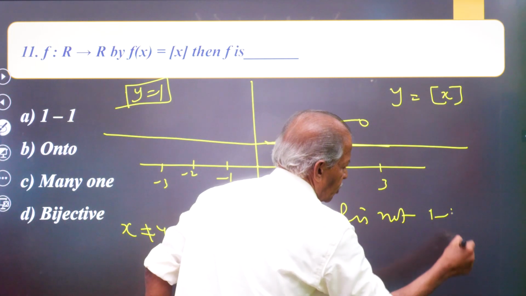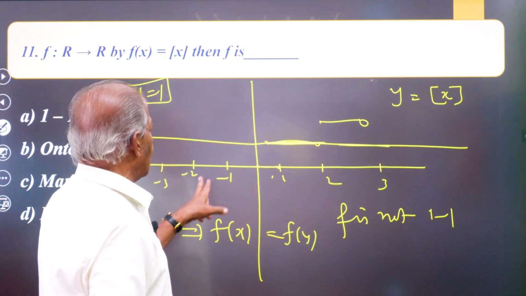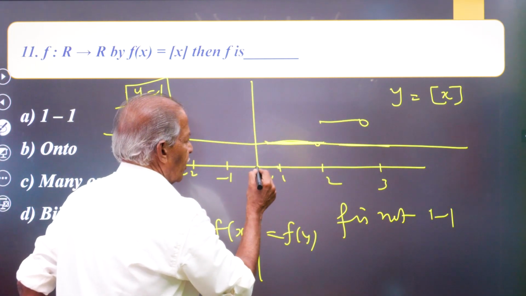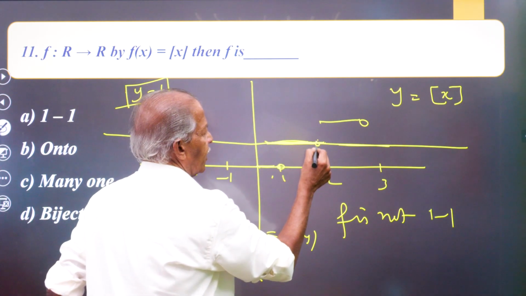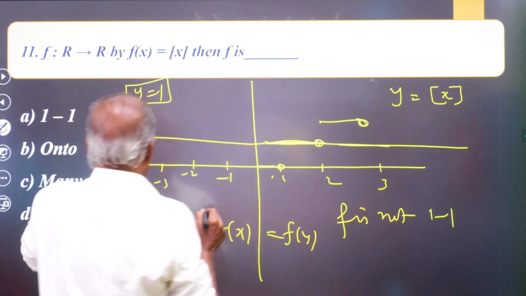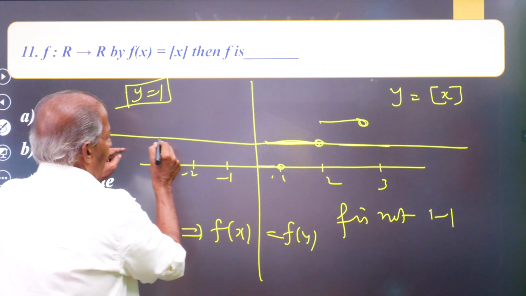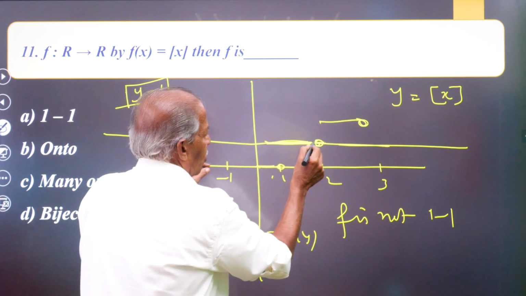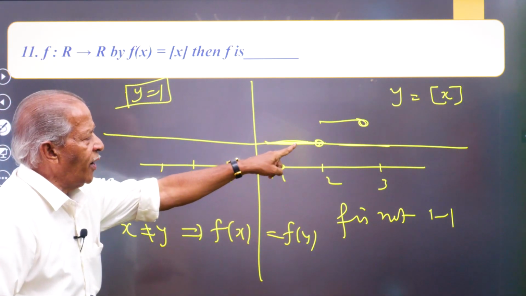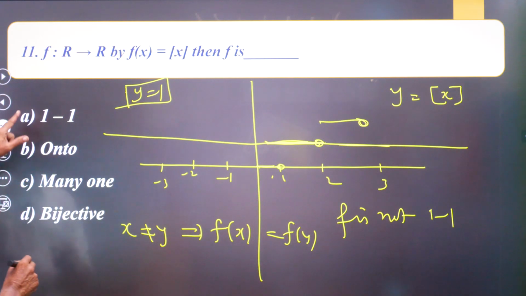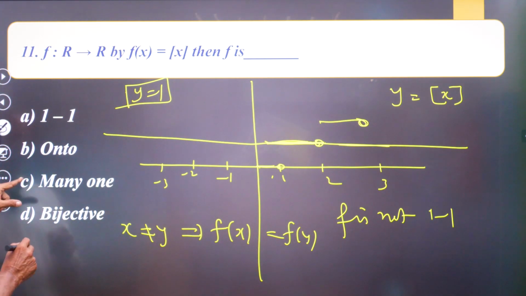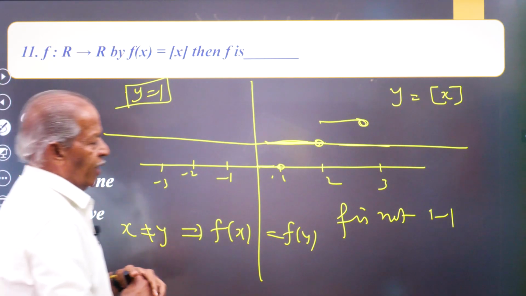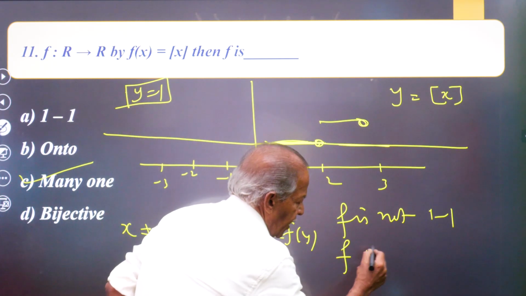Very simple question. You know how to draw the greatest integer function. Look here, from here to the circle, here to the circle. Draw a straight line, y equal to 1. I am drawing it. It crosses the whole graph. It cuts at many points. Therefore, it is not 1-1. 1-1 fails and many-one is the correct answer. F is many-one.